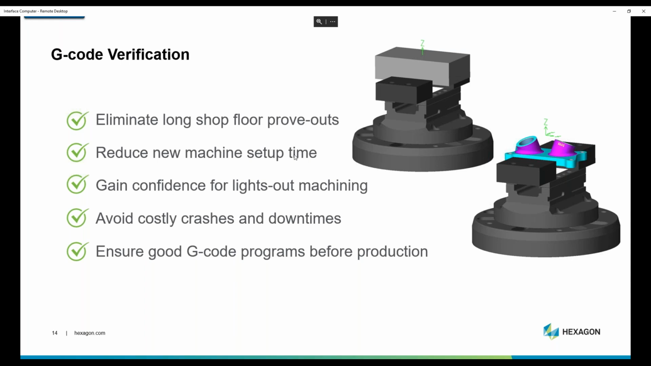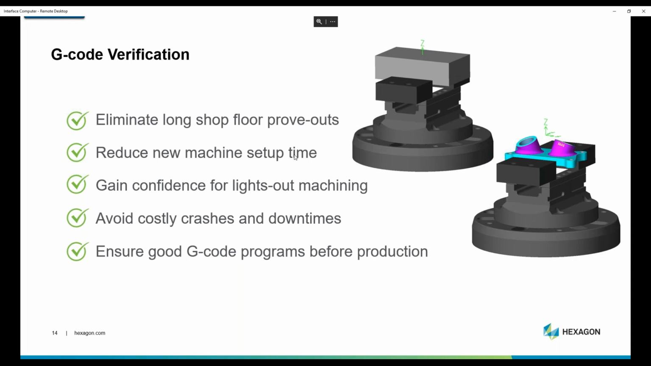As an overview right away, NC-Simul is providing various benefits to truly verifying the G-code before running a first piece at the real machine. The first of which being eliminating long shop floor prove-outs. So in doing that, you're using your time for verification at your PC in your office, not at the real machine, meaning that you're keeping the real machine for production purposes only and not tying it up for any prove-outs. You are reducing new machine setup time. So you're knowing coming right from the programming that the setup that you're placing on the machine is going to work. You're not going to have to take it back off or adjust it for any reason.